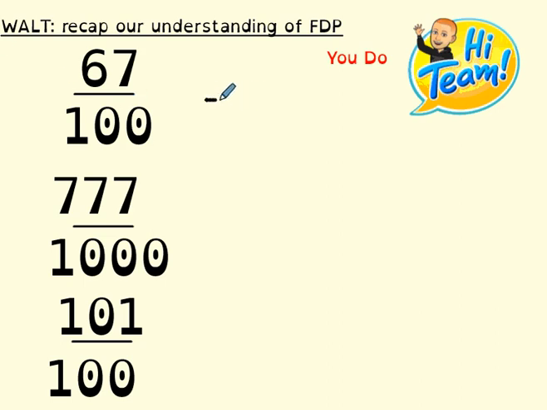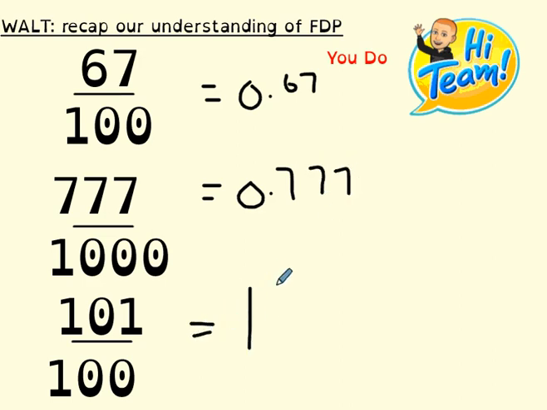First one, 0.67. Second one, 0.777. And third one, it's 1 whole and 1 hundredth, or 1.01. Get all of them? Hope so. Let's move on.